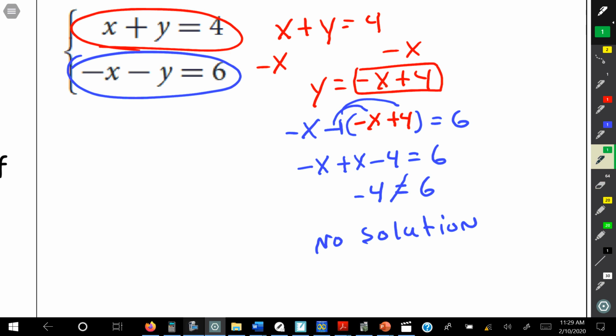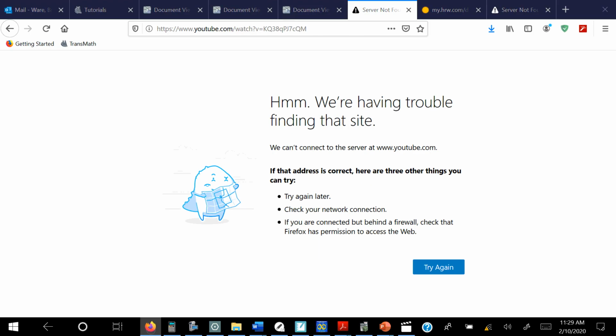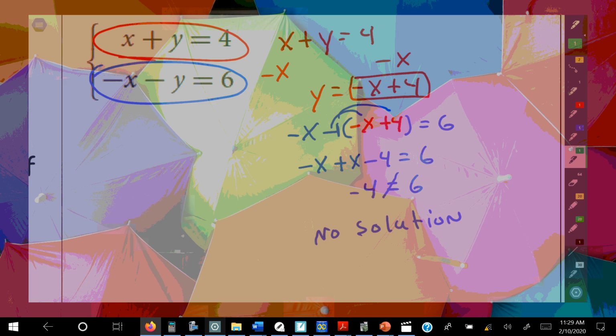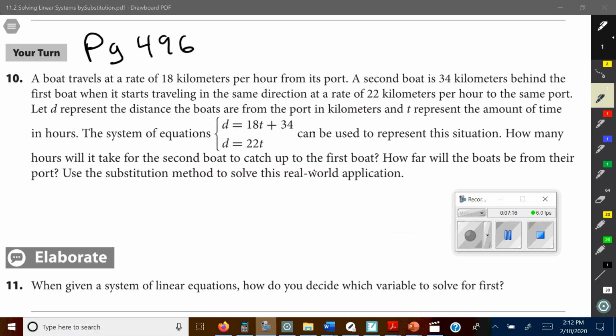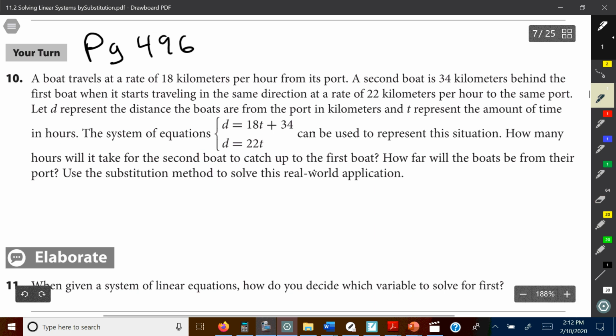Okay, so the next thing I'm going to do is show it to you in context. We're going to take a look at a word problem, and you can see how you use substitution to solve that. Okay, now let's take a look at a word problem.